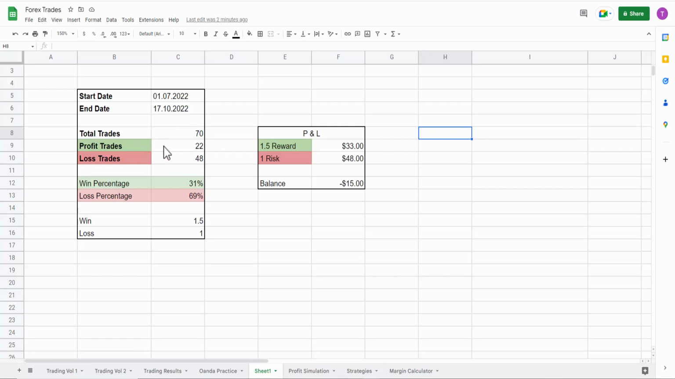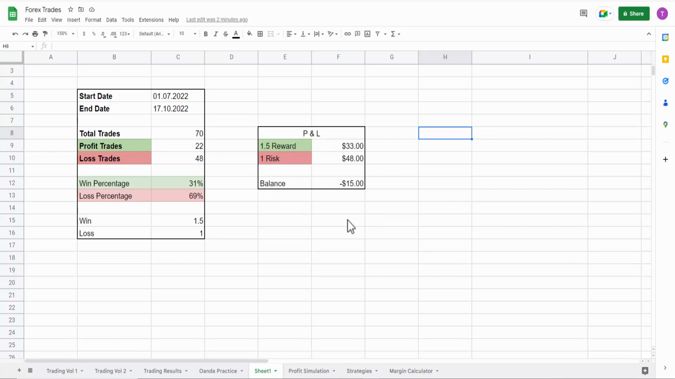So overall, I had 22 profitable trades and 48 losing trades, which means the win percentage is only 31%, 1 in 3. And let's say in this experiment that we win $1.50 and we lose $1, because it is a 1.5 reward to 1 risk. That would mean that after 22 winning trades, we would have $33, but after 48 losing trades, we have a $48 loss, which gives us a balance of minus $15.